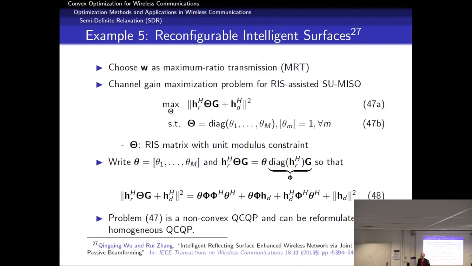So now I end up with a problem where, if I want to maximize my SNR, I will choose my precoder at the base station according to maximum ratio transmission. But I'm still left with choosing this theta, right? So I still have to choose the theta in order to maximize the SNR. I know how to choose the W, but I don't know yet how to choose the theta, right? So this is the second question, which is the more difficult part, because I need to maximize this term, but I have some constraint on the theta.